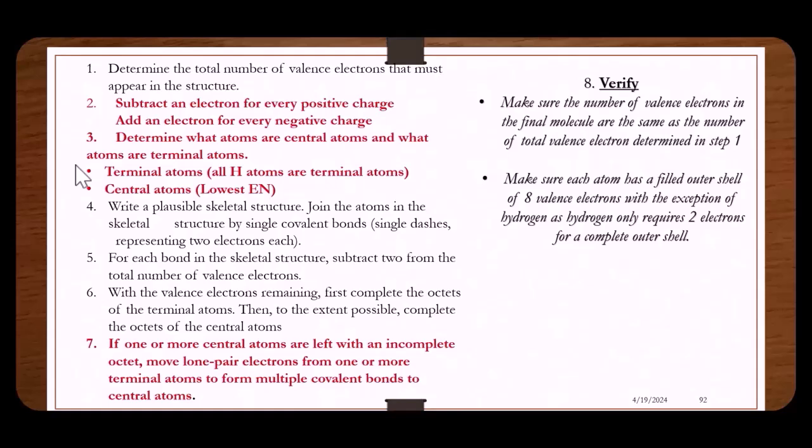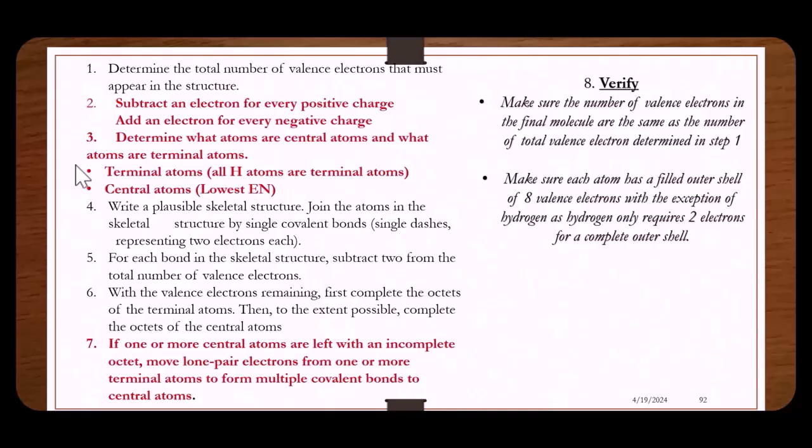Number 3, determine what atoms are central atoms and what atoms are terminal atoms. All hydrogen atoms are terminal atoms. With central atoms, we usually take the atoms with the lowest electronegativity. Number 4, we write a plausible structure. We join the atoms in a skeletal structure by a single covalent bond.